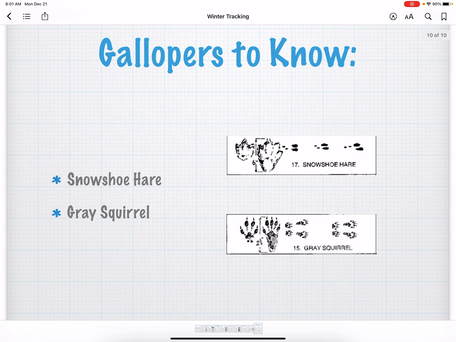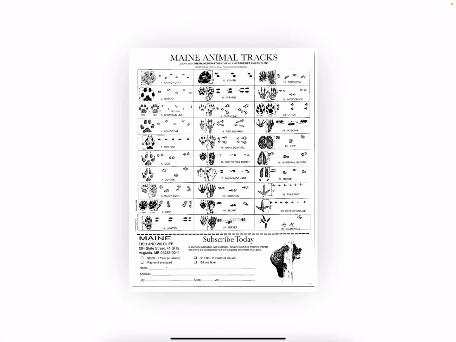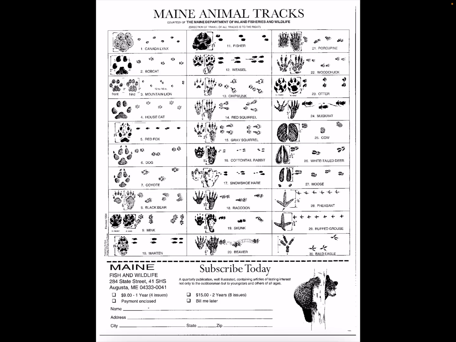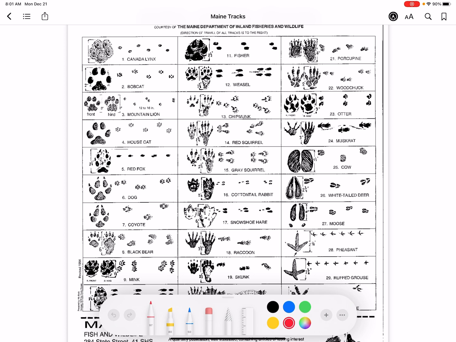The other resource that I have for you that I'm going to post to our assignment today is this document that was put out by Inland Fisheries and Wildlife a while back now. But it has all kinds of different tracks on it. And as I look through here, I can quickly say, okay, look, Canada lynx, classic diagonal pattern. We didn't talk about that one. Our weasels, our long and short-tailed weasel, are perfect bounders with those 2 by 2 tracks.